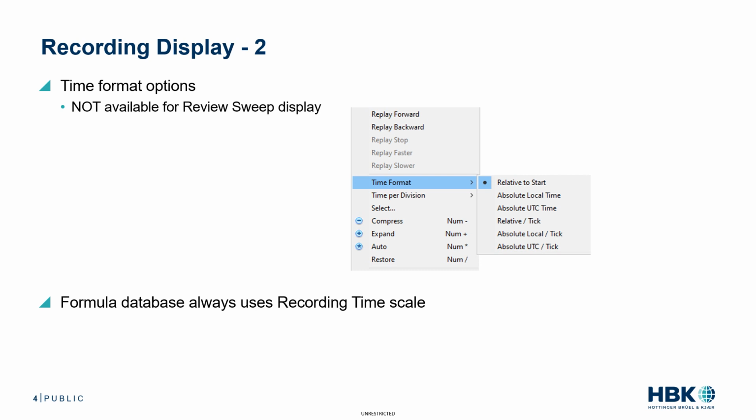Relative to start is the default selection, but you can also display absolute time in either local time or UTC time. Local time uses the clock settings of the PC running Perception. UTC time converts local time to coordinated universal time.